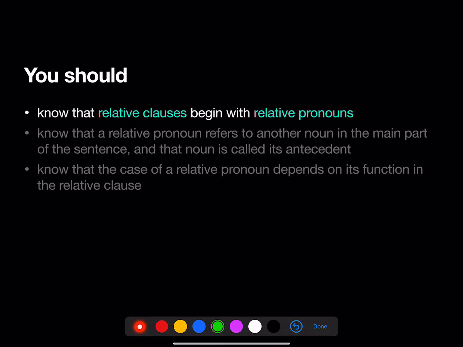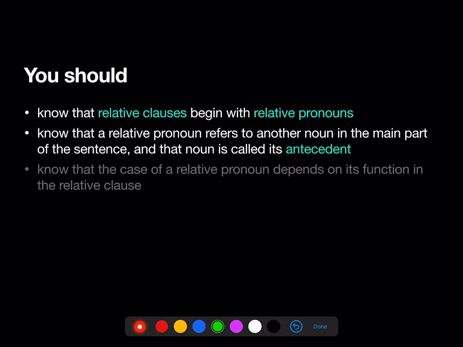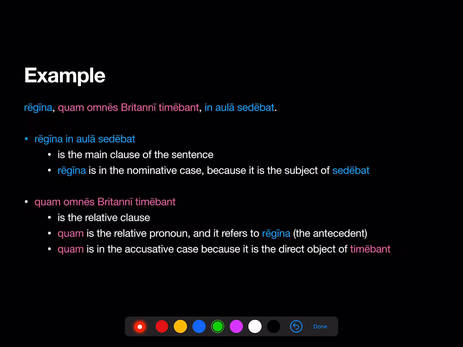At the end of Stage 15, you should also know about relative clauses. Remember, a clause is a group of words with a verb in it. Relative clauses begin with relative pronouns. A relative pronoun refers to another noun in the main clause of the sentence. The noun it refers to is called its antecedent. You should also know that the case of a relative pronoun depends on its function in its own relative clause. So let's take a look at an example of this.